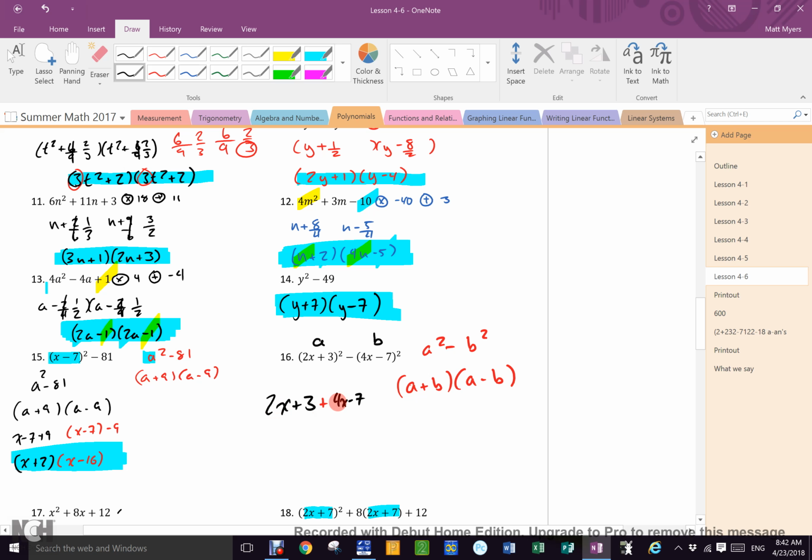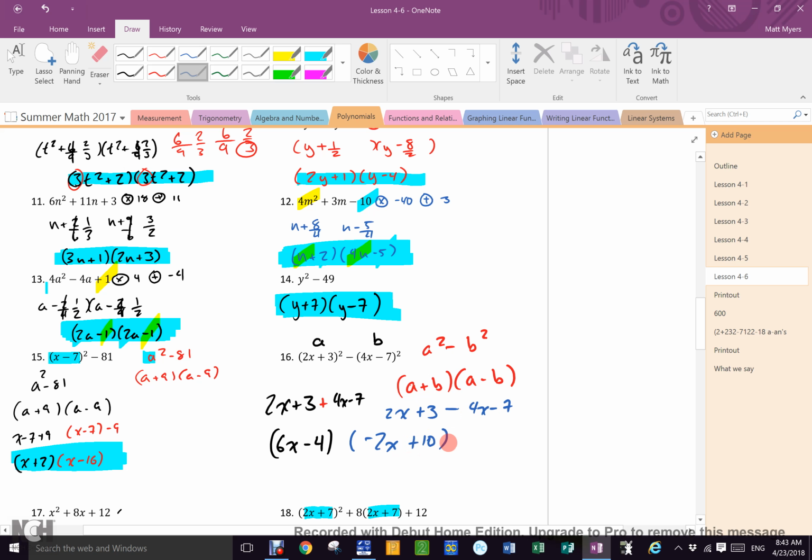2x plus 4x is what? 6x. 3 minus 7 is what? Negative 4. That's the first half. The other side is a minus b. So the other side is 2x plus 3 minus 4x minus 7. Now, what is 2x minus 4x? Negative 2x. And what is 3 minus negative 7?